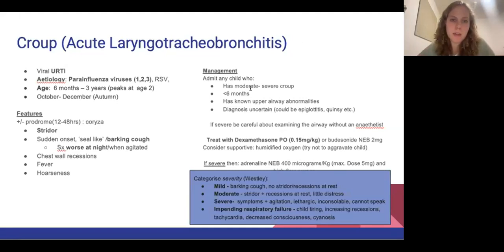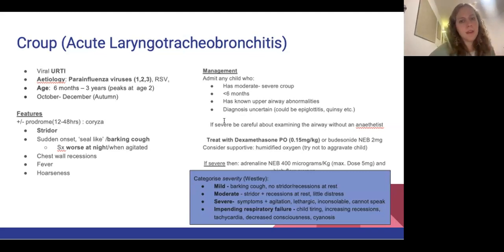You can also admit them if they're less than 6 months, if they have upper airway abnormalities, again, like other risk factors, or if you're uncertain, because this can be confused with epiglottitis, which can be quite dangerous.